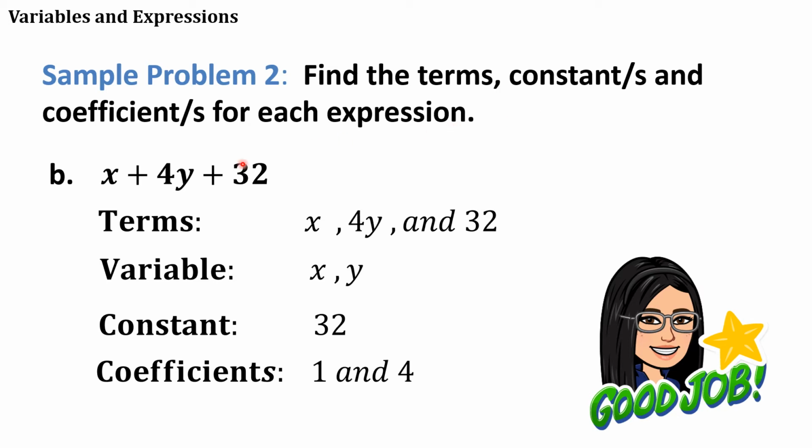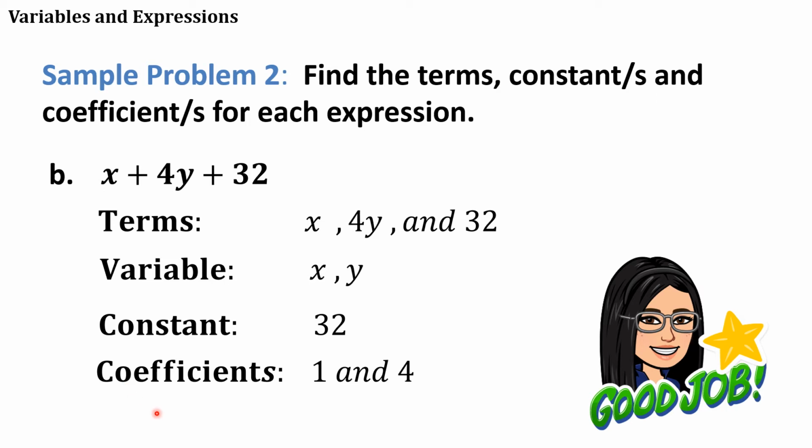As you can see, we have three terms, 1, 2, 3. They are all separated by the plus sign. Those terms are x, another term that is 4y, and another term that is 32. Now, what are the variables? We have one variable here that is x, and another variable here that is y. And the constant is that number that is separated from those variables, and that is the number 32.